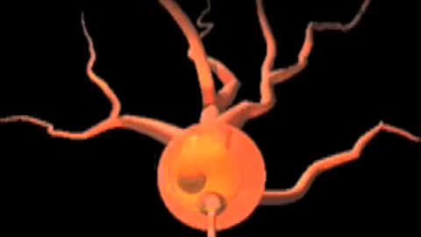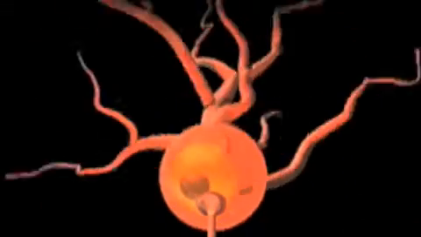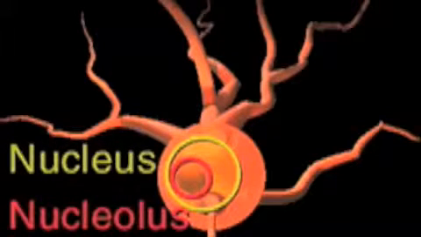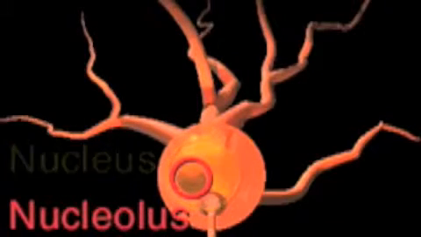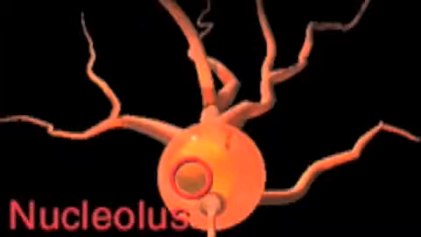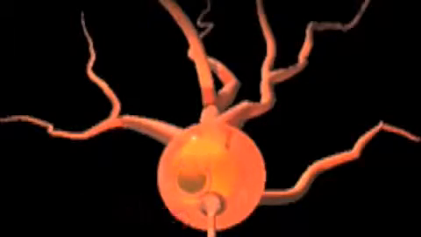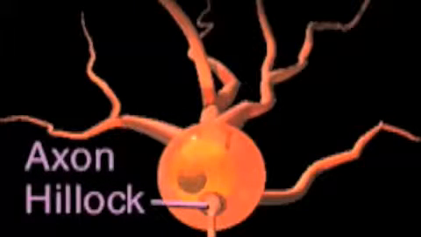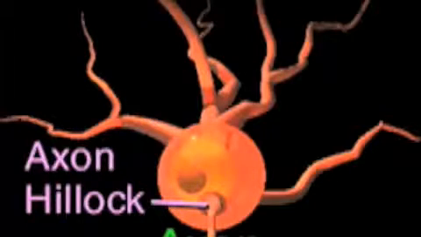Within the nucleus is another structure, the nucleolus, which transcribes the information contained in the genes into RNA, which in turn makes the substances necessary for the neuron to live and function. On the surface of the cell body is a small bump called the axon hillock, from which the cell's single axon travels toward other cells.